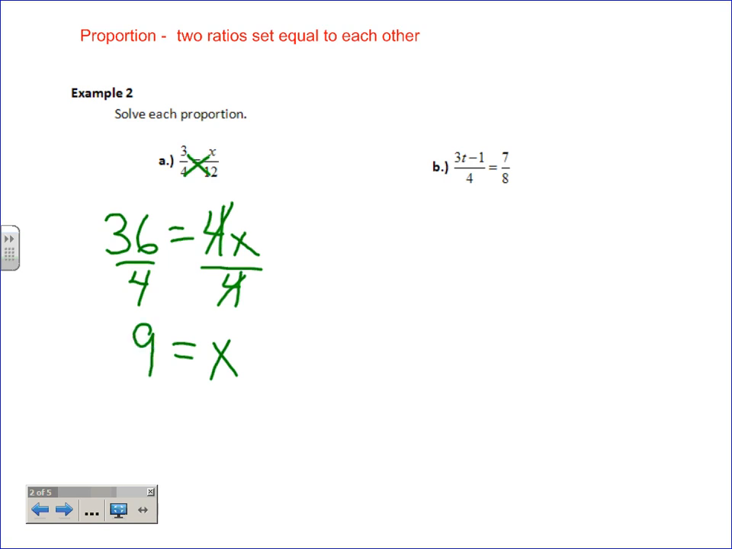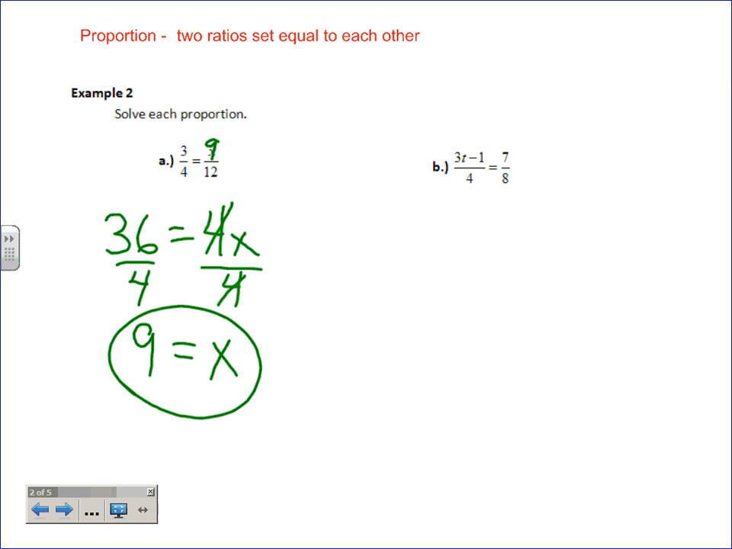9. Okay. What that means is if I put 9 back in the place of x in the original, it should be true. Well, let's take a look and see if we agree with that. If I put 9 right there, are those two the same? 3 over 4 and 9 over 12? Are they actually equal?